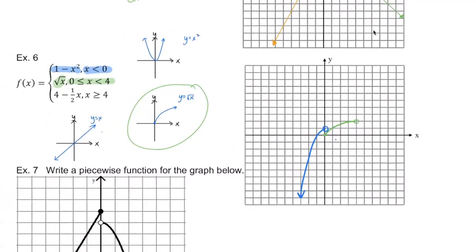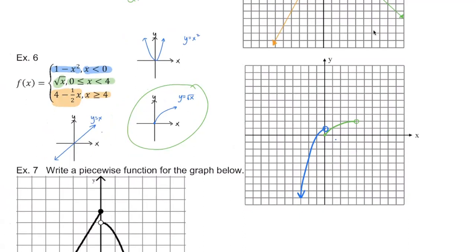And what about the last part? The last part is when x is greater than or equal to 4. We would draw this instead. We have 4 minus 1/2 x. That means we have a slope of -1/2, so it's going to point downward. We should know that before we start plotting.